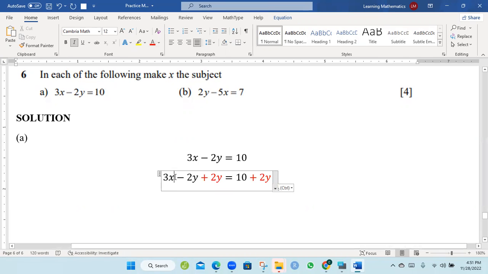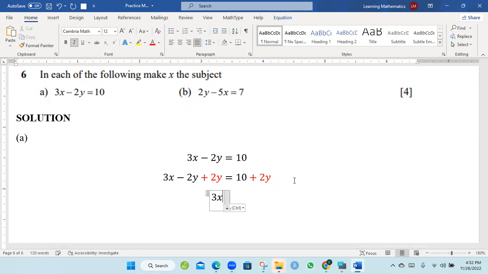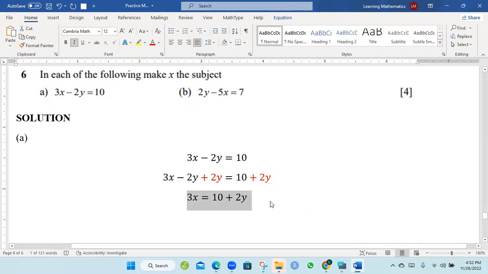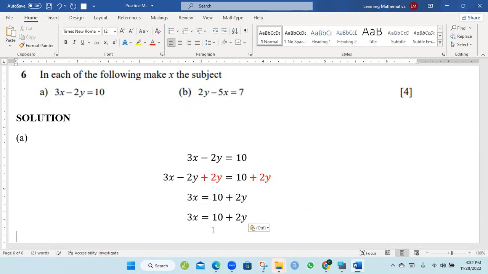So what's going to happen now? Negative 2y and positive 2y cancel each other out. So you're left with 3x alone on the left, and 10 plus 2y on the right. Now we're going to cancel out the 3 by dividing, because the 3 is multiplying x. So we divide by 3 on the left, and if we divide by 3 on the left, we have to divide by 3 on the right also. What you do on the left, you do on the right.